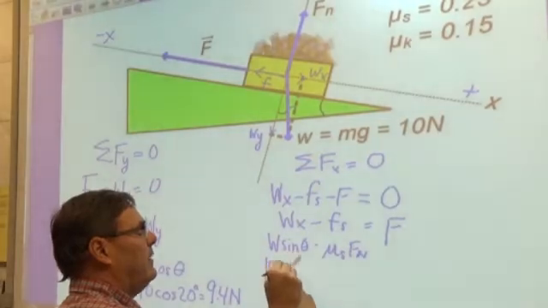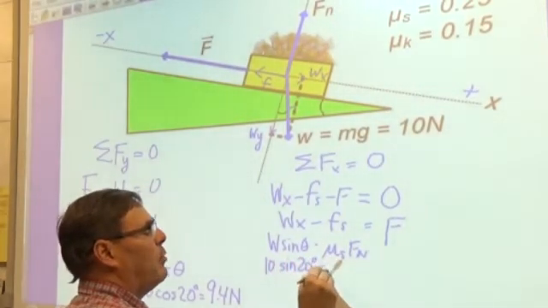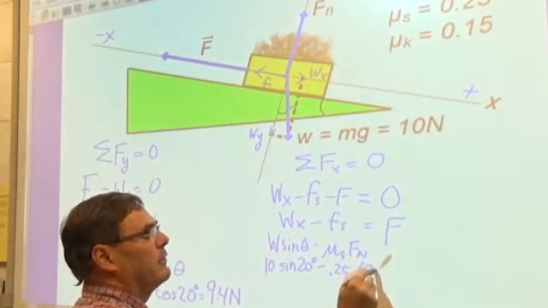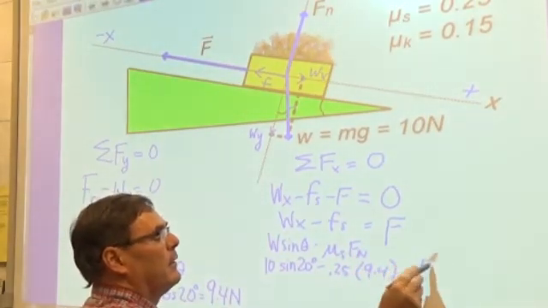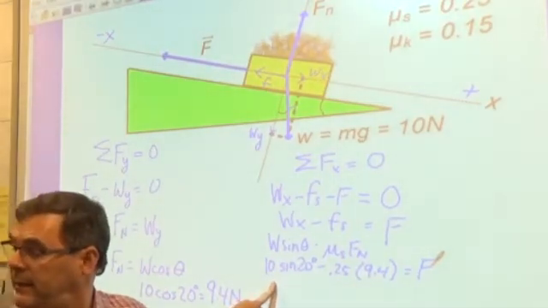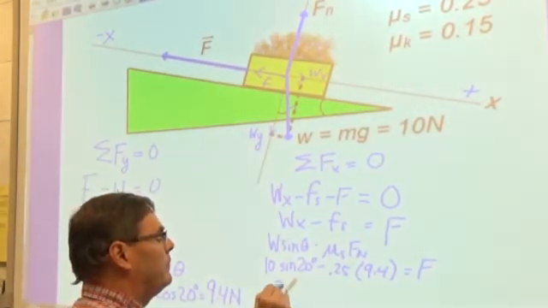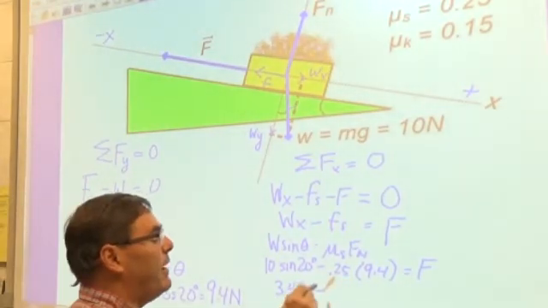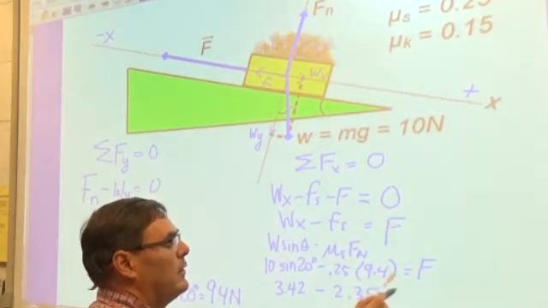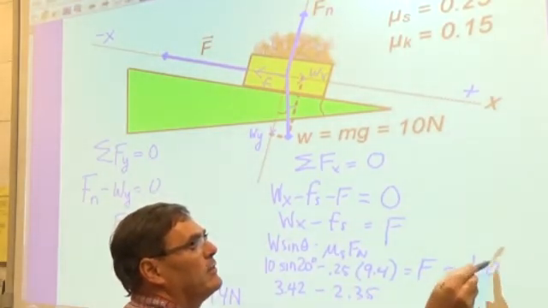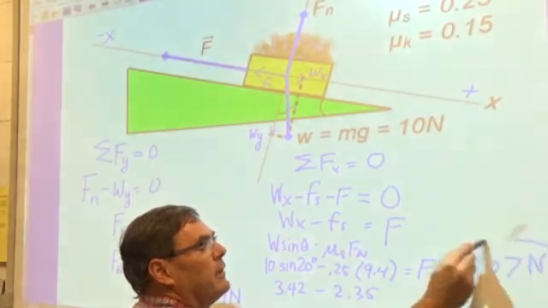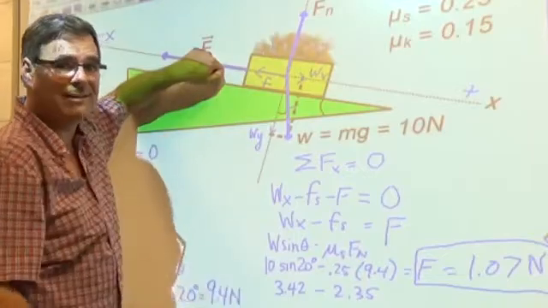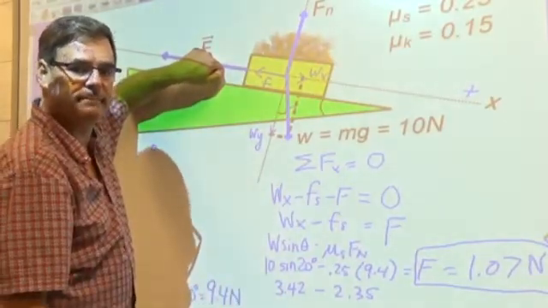10 sine 20 degrees minus 0.25 times the normal force, which was 9.4 newtons. So 10 sine 20 is 3.42, minus this number, 2.35. So I get my answer then: 1.07 newtons is the minimum force needed to hold the block in place and prevent it from sliding down the ramp.